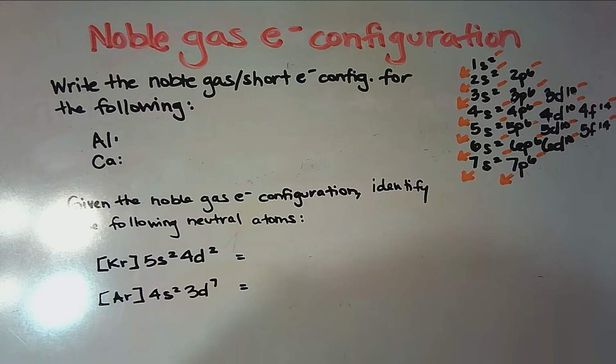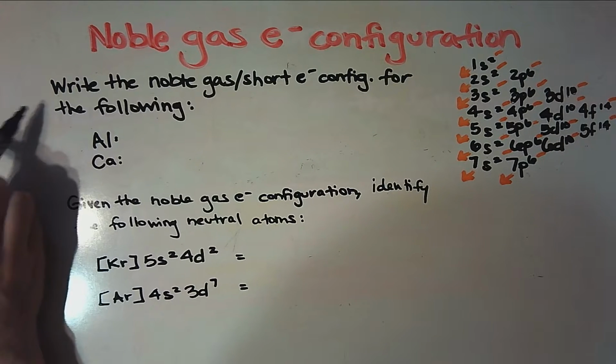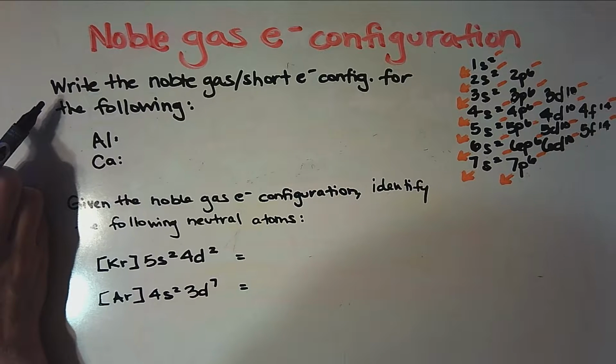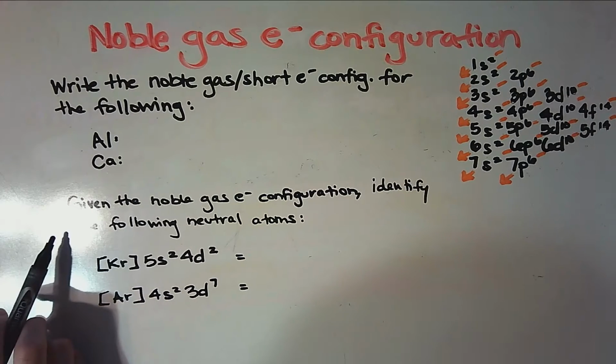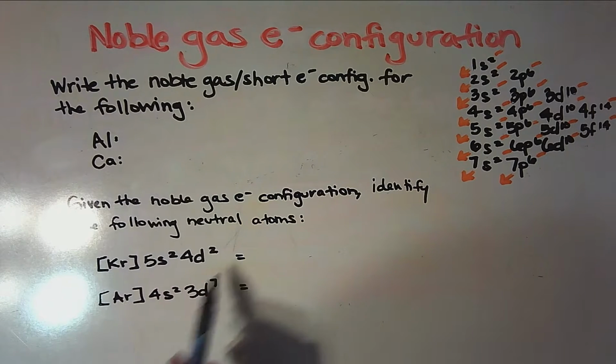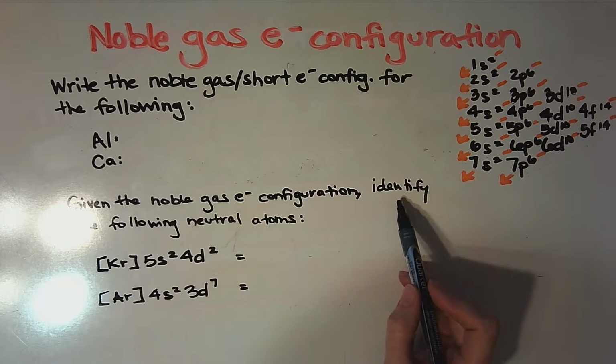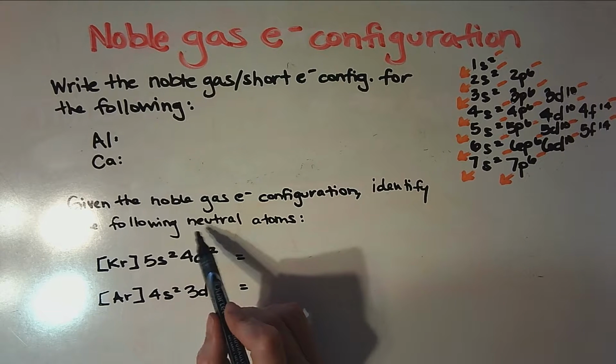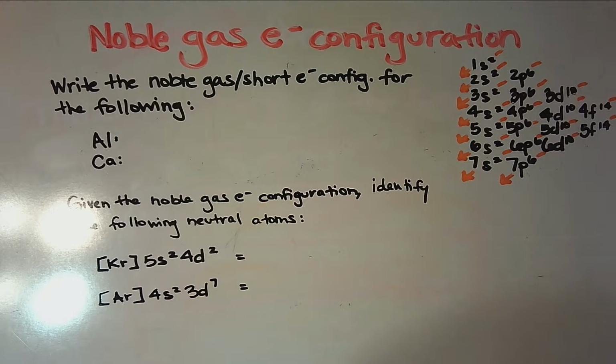So we're going to go through two examples today. The first one is going to ask us to write this shorthand version of electron configuration, and the second example is going to ask us to use the shorthand electron configuration, or noble gas electron configuration, to identify the identity of our neutral atom. So let's jump right in.